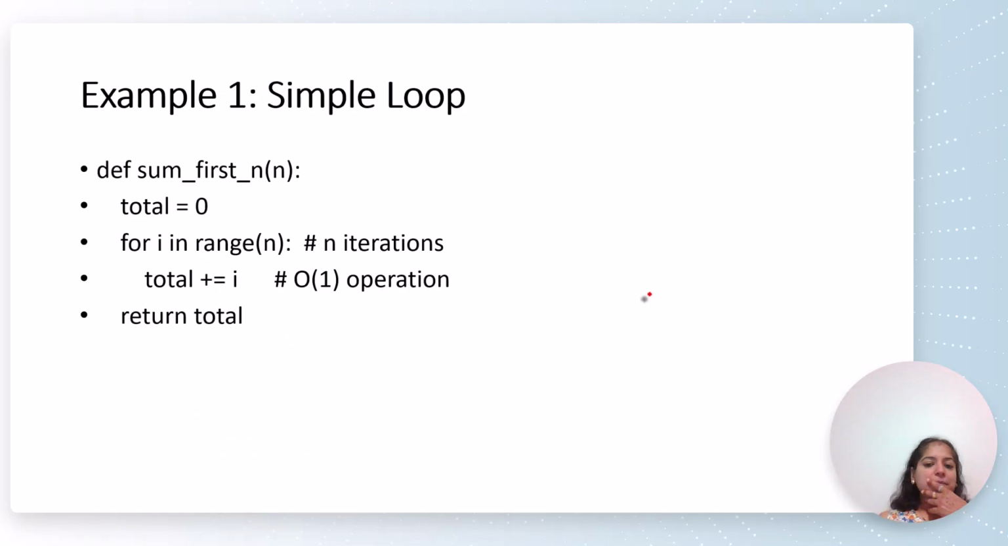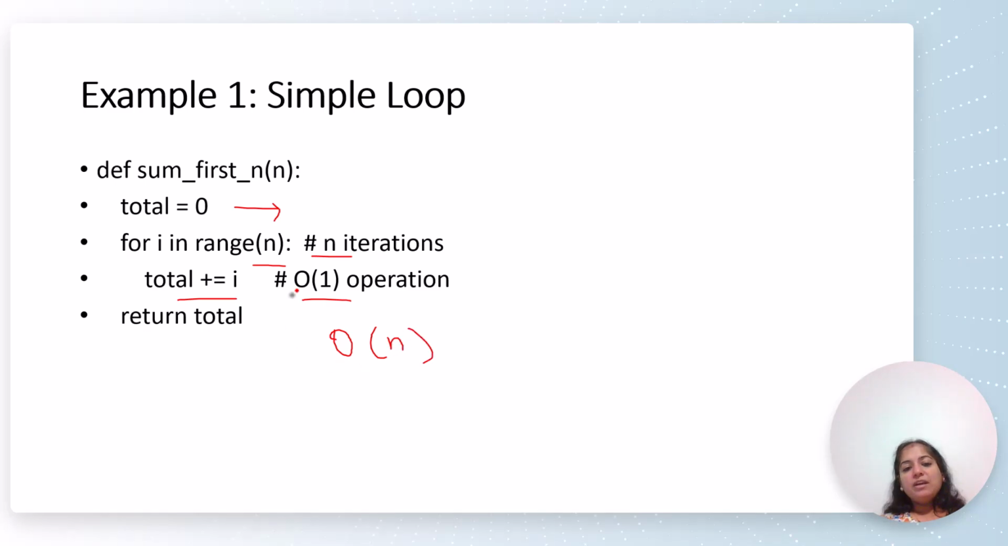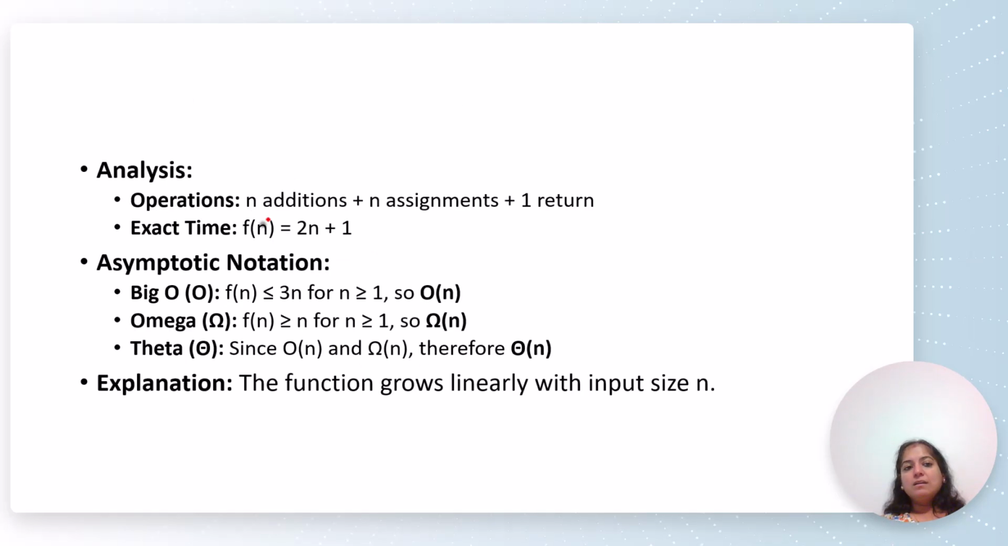Now, let's do some examples. So the first one is the simple loop. I'm using a for loop here. Total equals 0, which is a constant time, right? Then for i in range n, so there will be n iterations. Total equals total plus i, which is a big O of n operation. So the total complexity of this one is big O of n, because we ignore the constants.